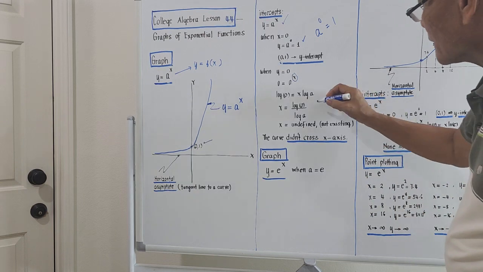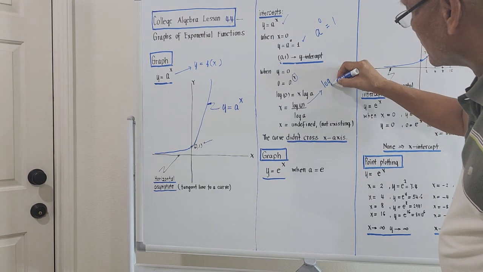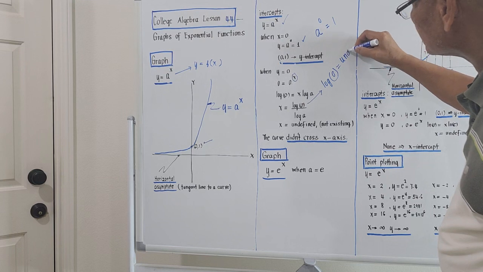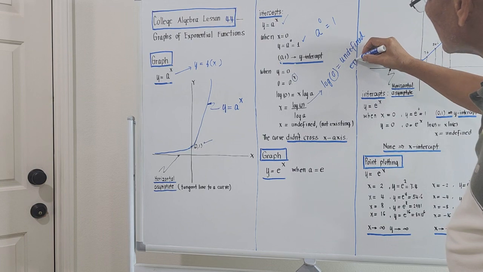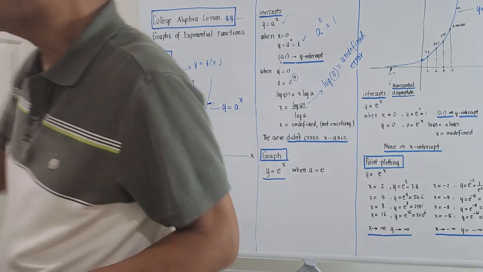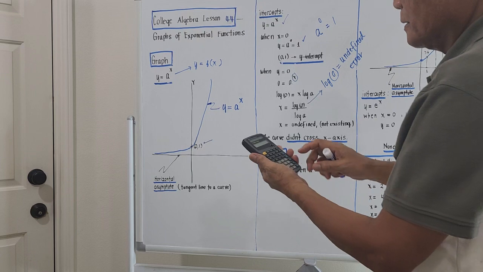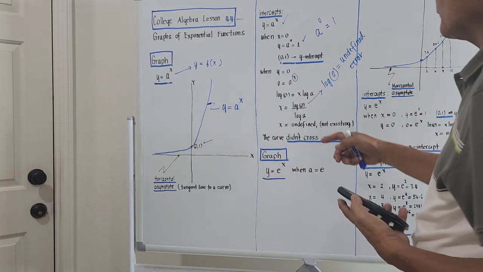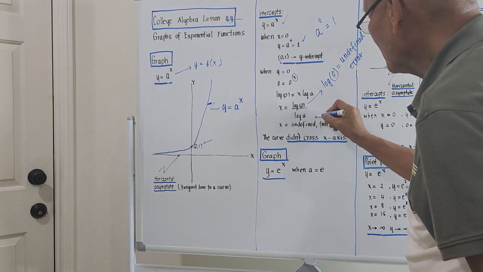But we got a problem here. Because if we try to take the logarithm of 0, this will be undefined. It is an error. So if you place 0 here and take the common logarithm, it is an error. For the value of x, we do not have any value. It is undefined.